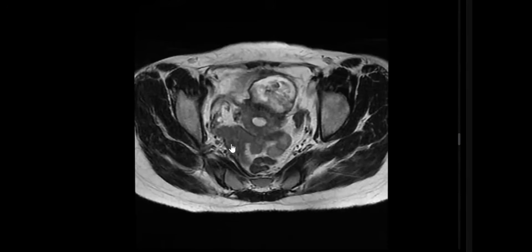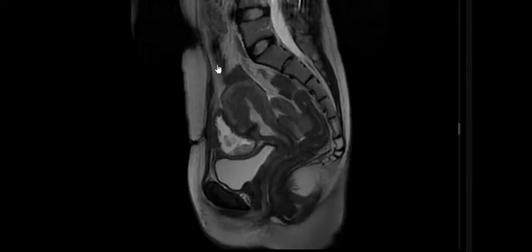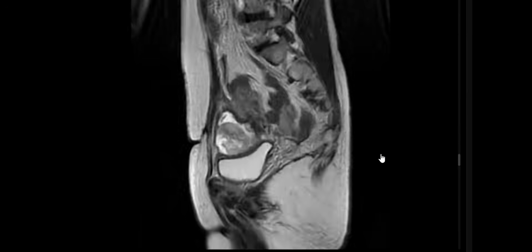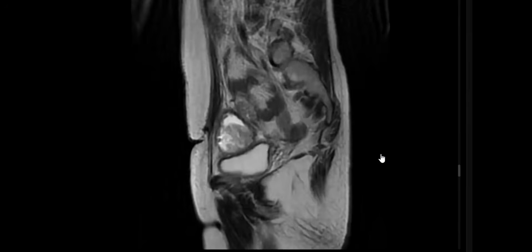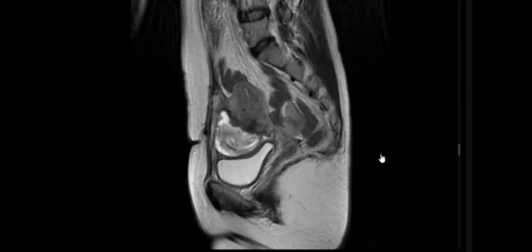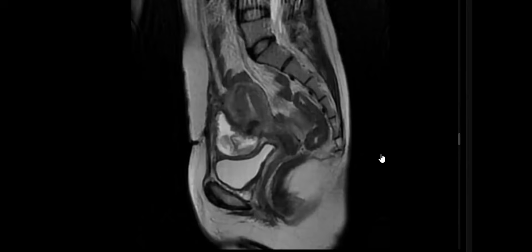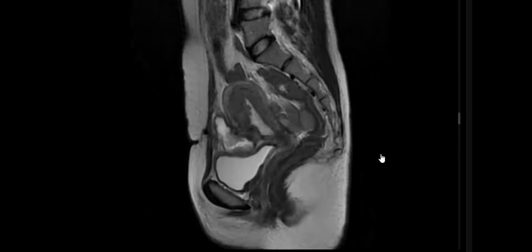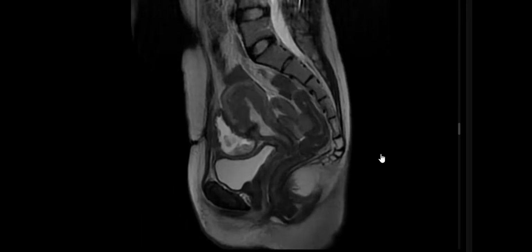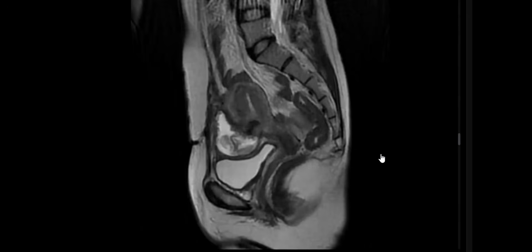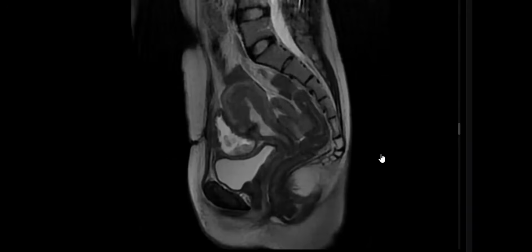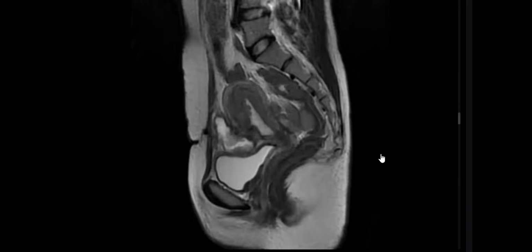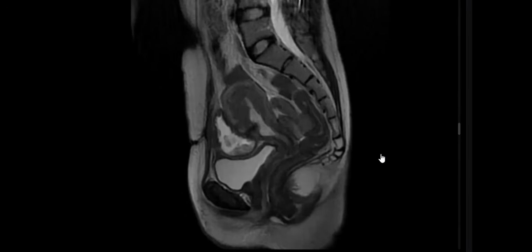Okay, I will give you sagittal, describe, and tell me the diagnosis. So I've been provided with two sagittal images of the MRI pelvis of a post-cesarean section female, where you can see a well-defined collection as was seen on the axial images. No surrounding fluid is appreciated. And no continuity with the endometrial cavity. This is important.